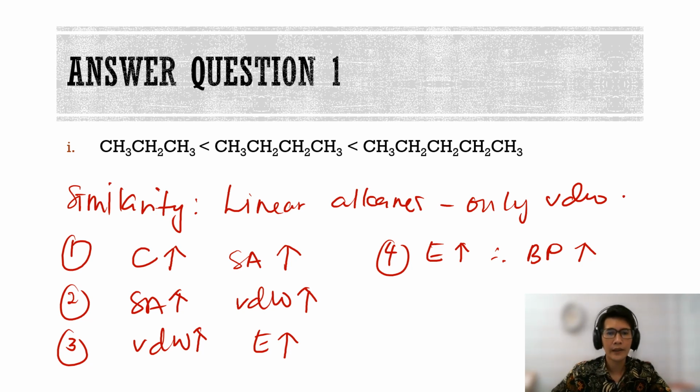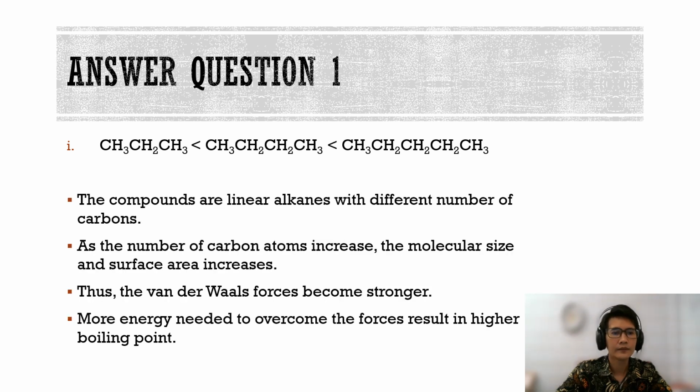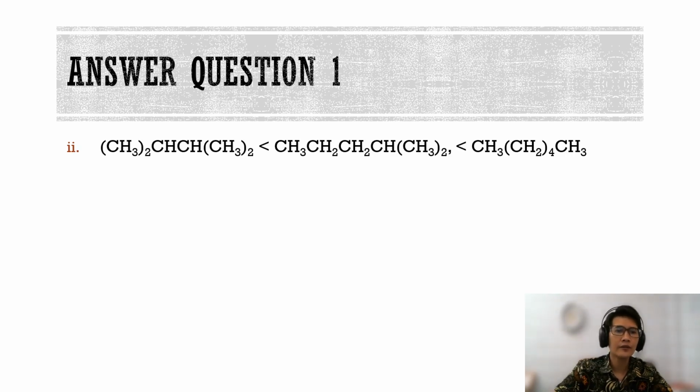Okay, so the sentence is like this. Alright. Okay, the compounds are linear alkanes with different number of carbons. As the number of carbon atoms increases, the molecular size and the surface area increase. Okay, thus the van der Waals forces become stronger and more energy is needed to overcome the forces, which results in a higher boiling point. So this is the standard sentence, to understand the points that I gave earlier. Alright. Okay, next. Okay, so it is the same.